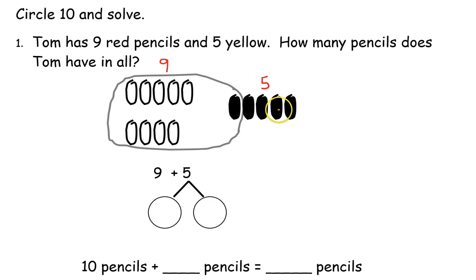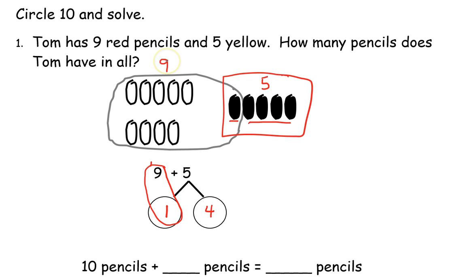In my number bond, I'm going to show what I did to this group of 5. I broke that group into 1, that's the pencil that I used to make my group of 10, and then 4 more. That means that when I split my 5 into 1 and 4, I can combine the 9 and the 1 to make the 10. That's what I did in this picture.